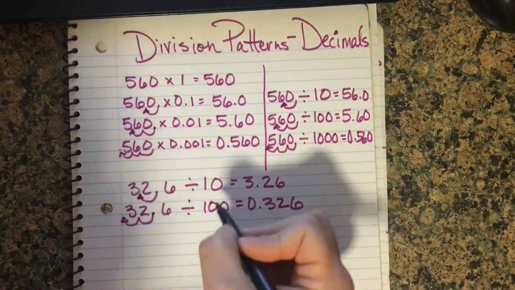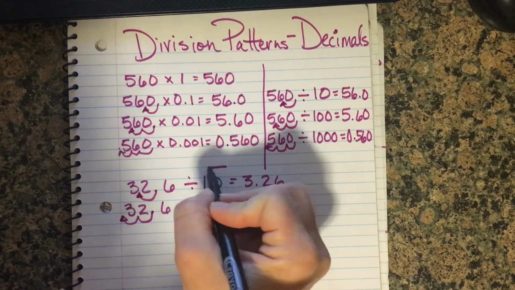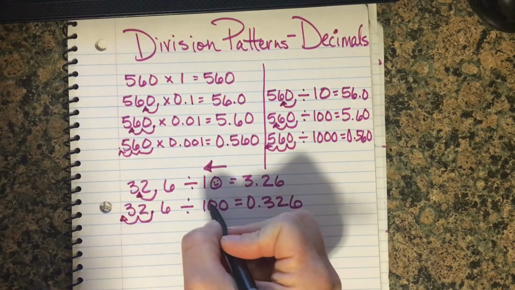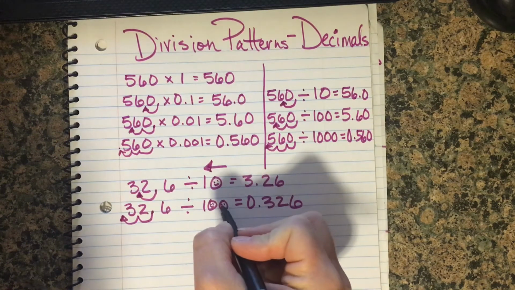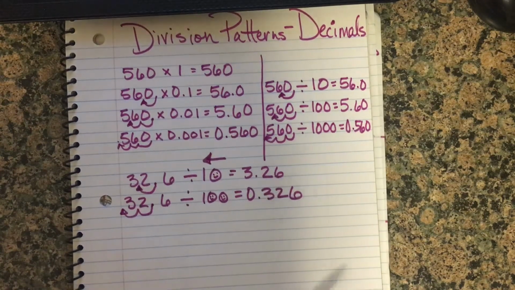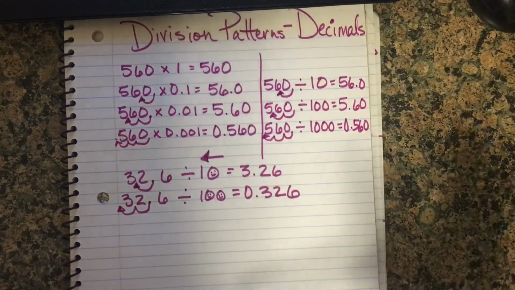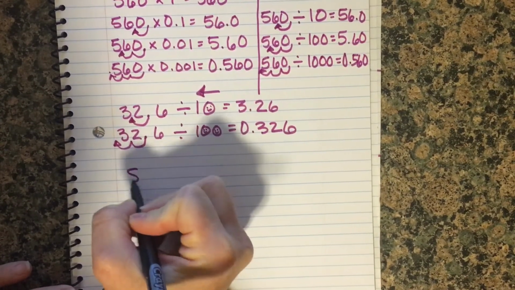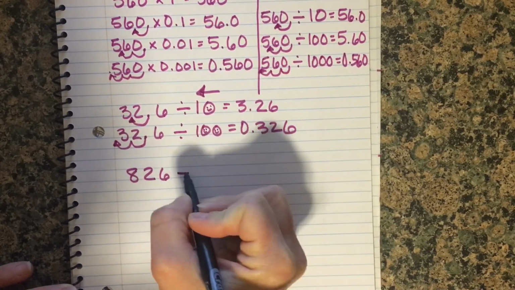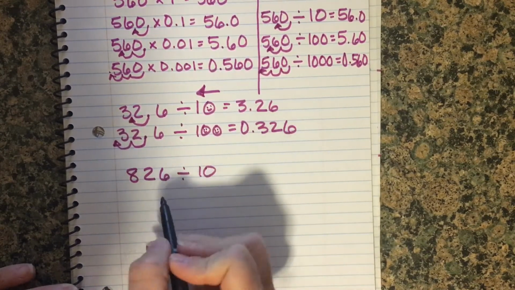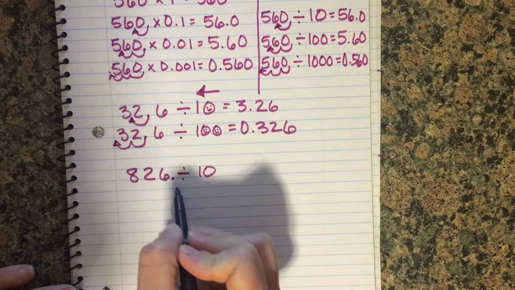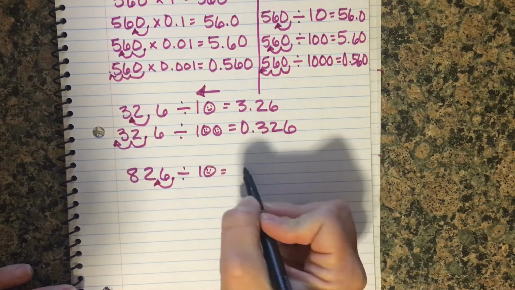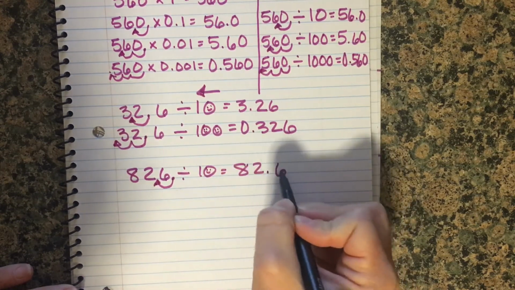So the number of zeros you have are the number of hops you move to the left. You always want to make sure when you're dividing by powers of 10, you're moving the decimal to the left. Sometimes there will be a decimal in the number already, and sometimes it'll be a whole number, and you need to add the decimals. So if I had 826 divided by 10, you can't see the decimal, but it's always there. I'm just going to add it and bump it to the left one spot, and I get 82 and 6/10.